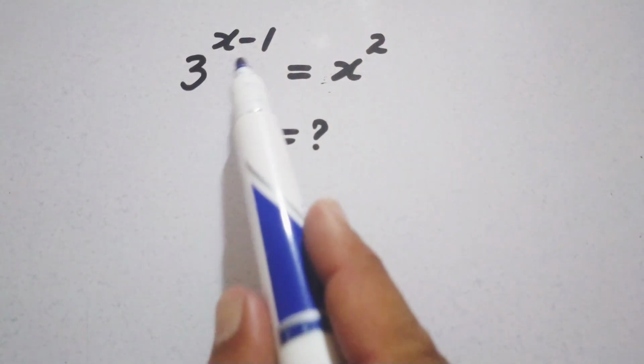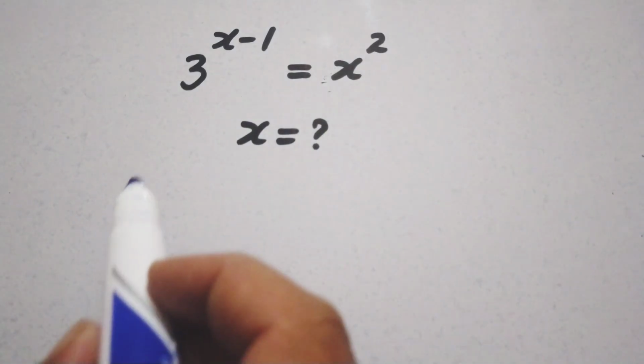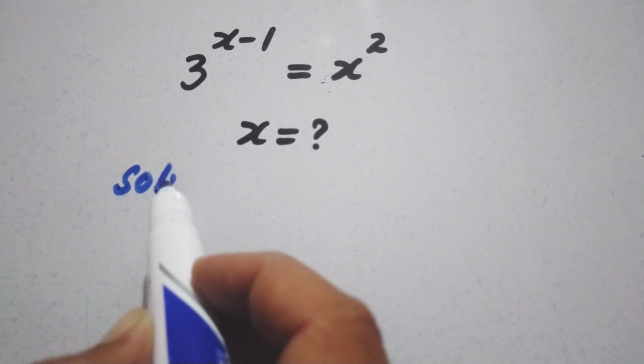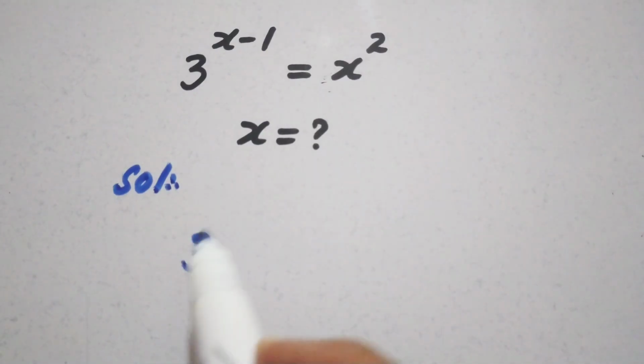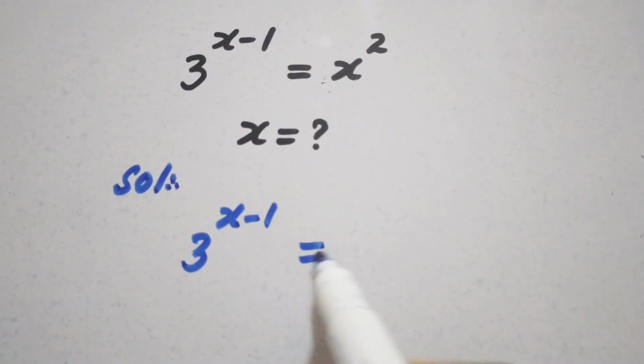3 to the power x minus 1 is equal to x squared. Let's come to the solution. As we have 3 power x minus 1 is equal to x squared.